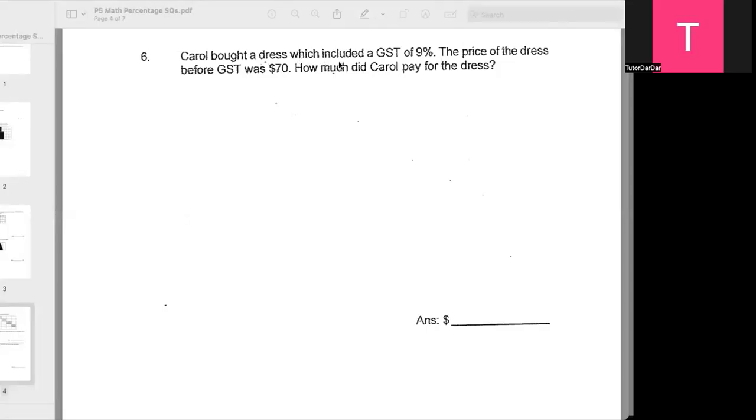Carol bought a dress which included a GST of 9%. The price of the dress before GST was $70. How much did Carol pay for the dress? So 100% of the dress price is $70. So we have to find how much 9% is.